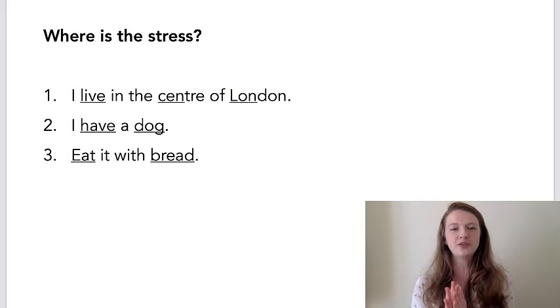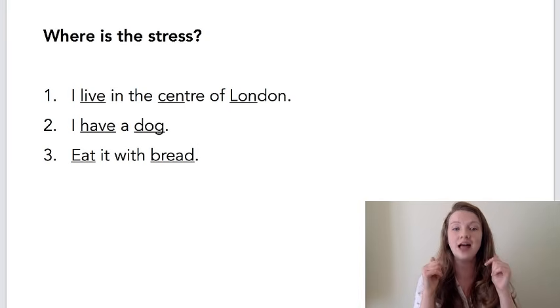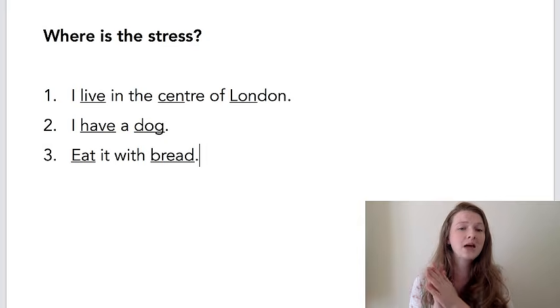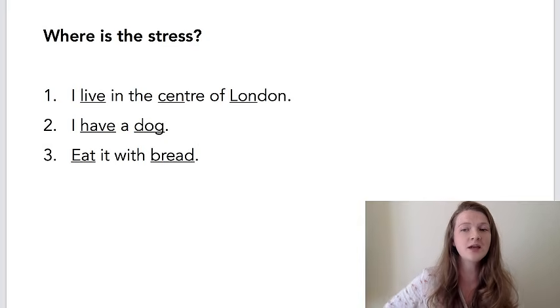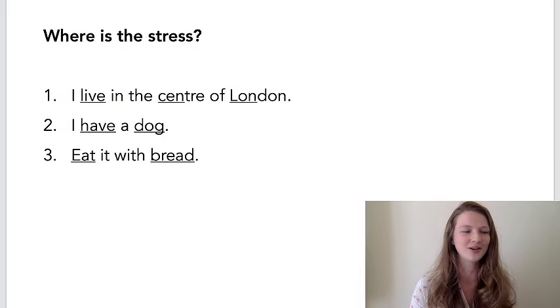So let's practice. The first one. I live in the center of London. I have a dog. Eat it with bread. And if it helps, move your head as well when you have the stress. I live in the center of London. I have a dog. Eat it with bread. If it helps to clap, if it helps to click, if it helps to hit the table, whatever, okay? Whatever helps you, you do that method. That's your method that worked for you.